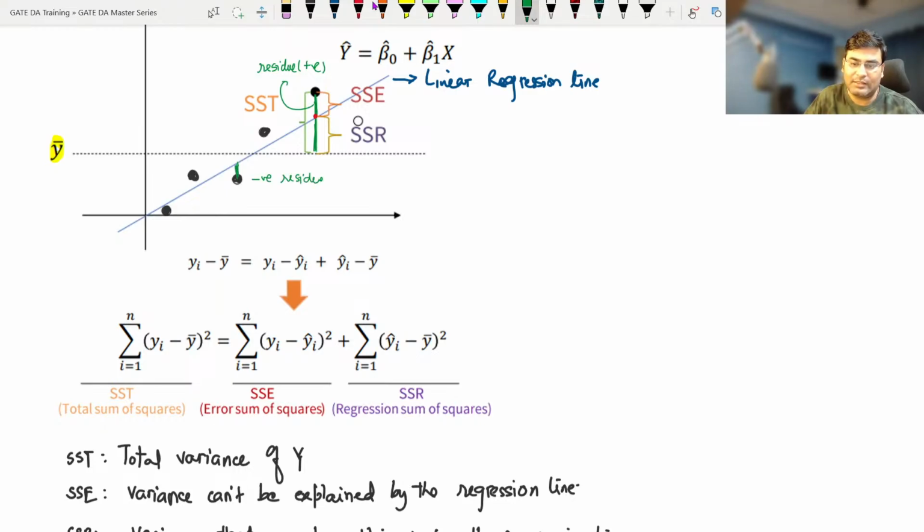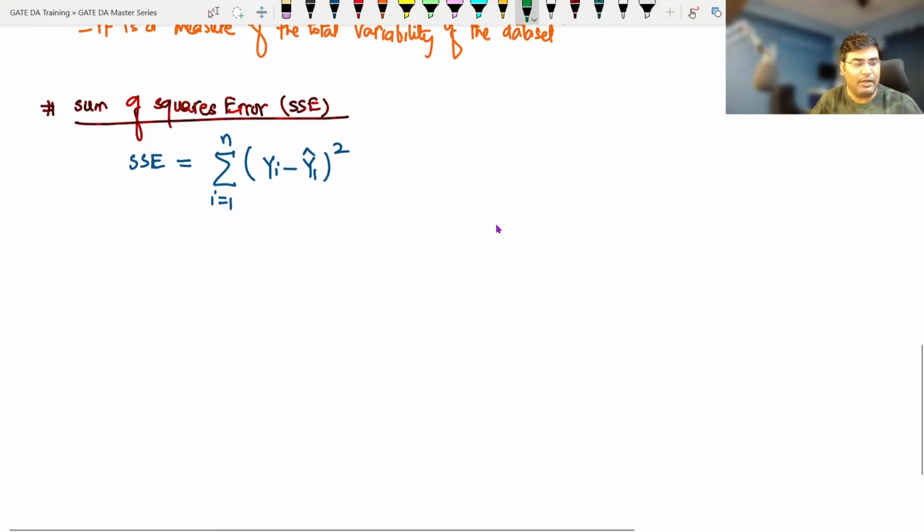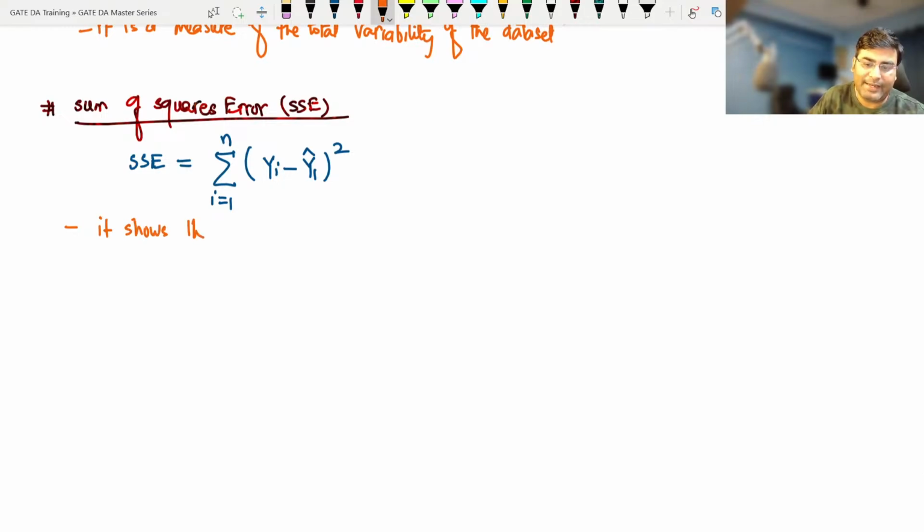Agree, guys? And if you remember, in session 1, I was explaining why we need to square these residues. Because if you just directly add them up, they will cancel each other and the error will be captured incorrectly. Okay. Now, if you look at SSE, this is your formula. And SSE means what? Let me write. It shows the unexplained variance, right?